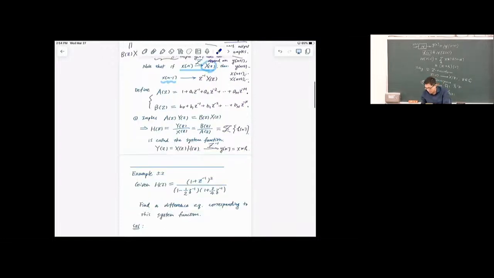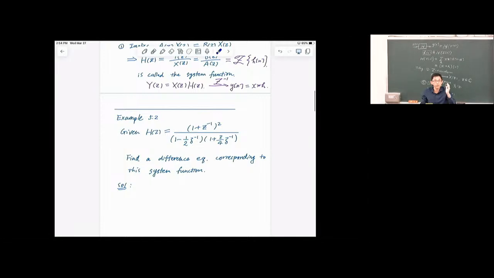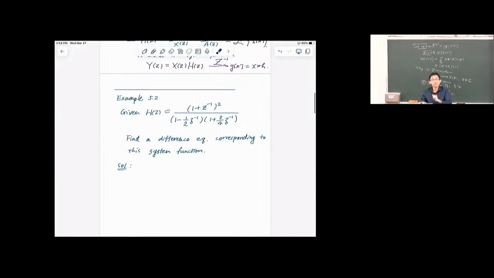But let's look at an example, okay? So you should go home and seriously think about this. Think through all the definitions. But let's have an example, okay? Let's suppose that you are given a system function. Often it will become clear that in this semester we teach you how to design H of Z.